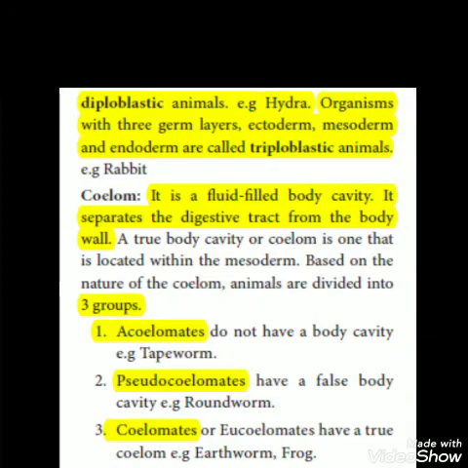Germ layers are of 3 kinds: ectoderm, endoderm and mesoderm. If only 2 are present, ectoderm and endoderm, it is called diploblastic. If they have 3 layers, ectoderm, endoderm and mesoderm, it is called triploblastic. Example, rabbit. Next we are going to see the classification based on the coelom.